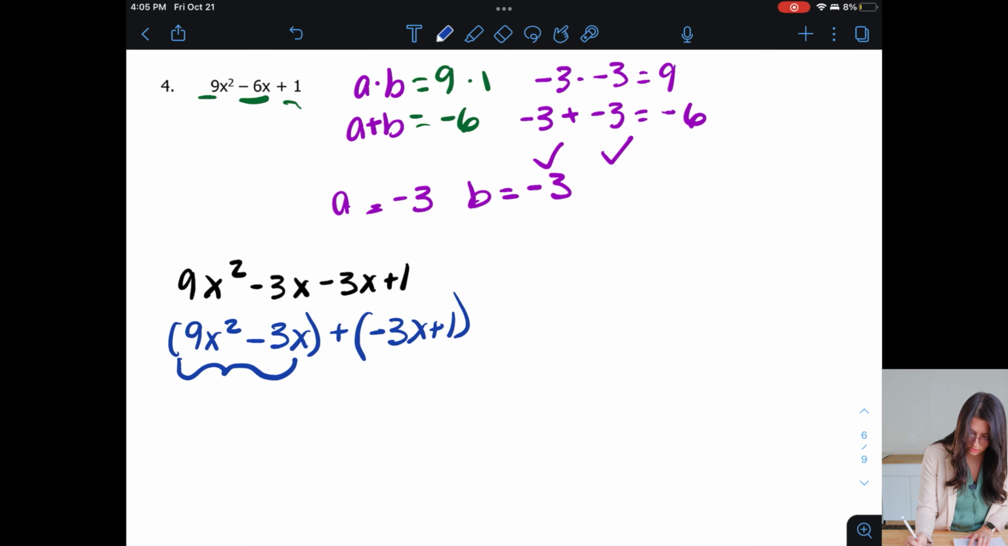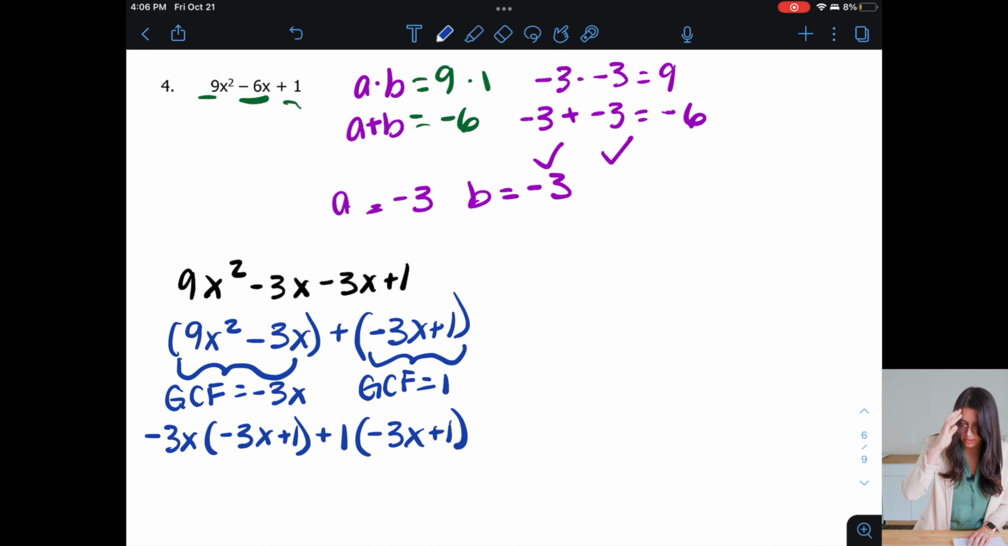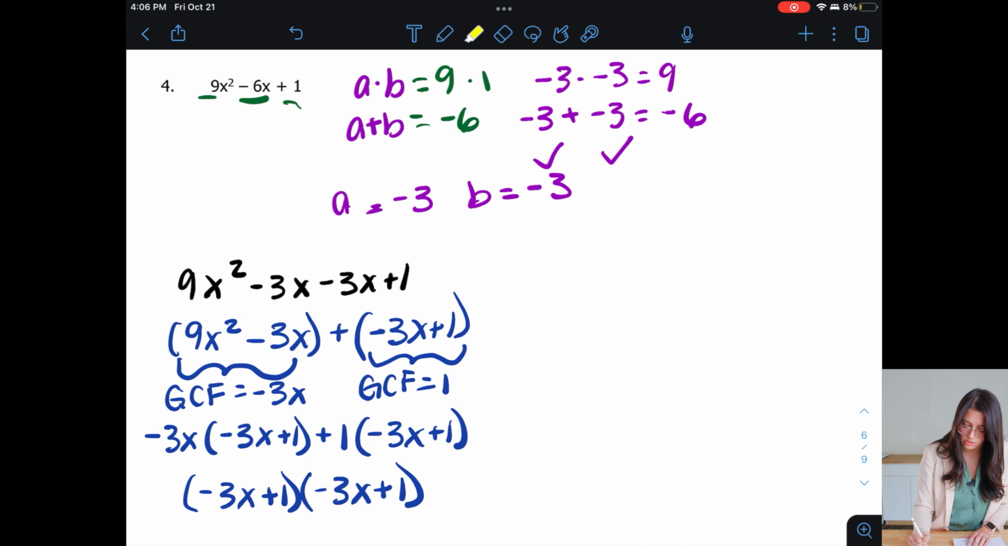Let's find the greatest common factor of the first term. The GCF equals 3x. And the second term, the GCF, is just 1. So let's factor out that 3x. We're left with 3x times the quantity 3x minus 1, plus negative 1 times the quantity 3x minus 1. Now we can factor out the common quantity. So we're left with the quantity 3x minus 1 times the quantity 3x minus 1. That is your final answer.